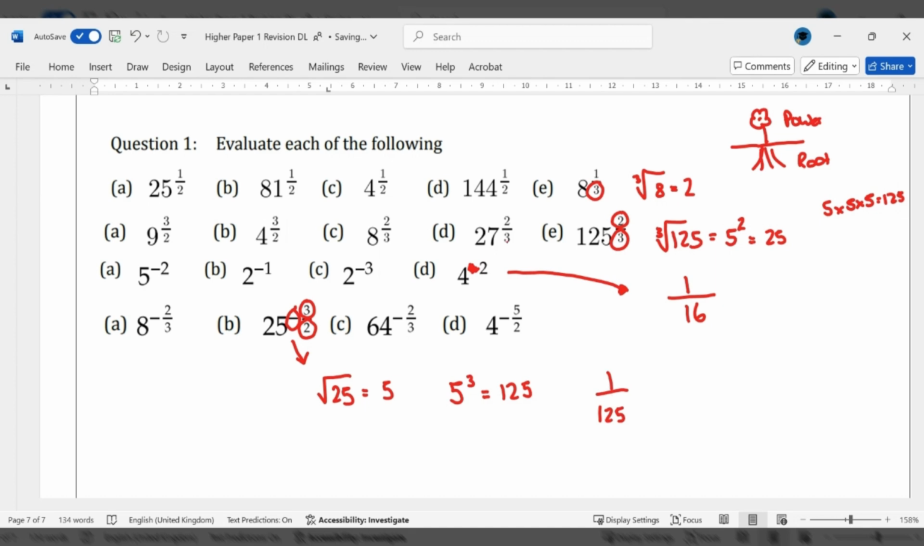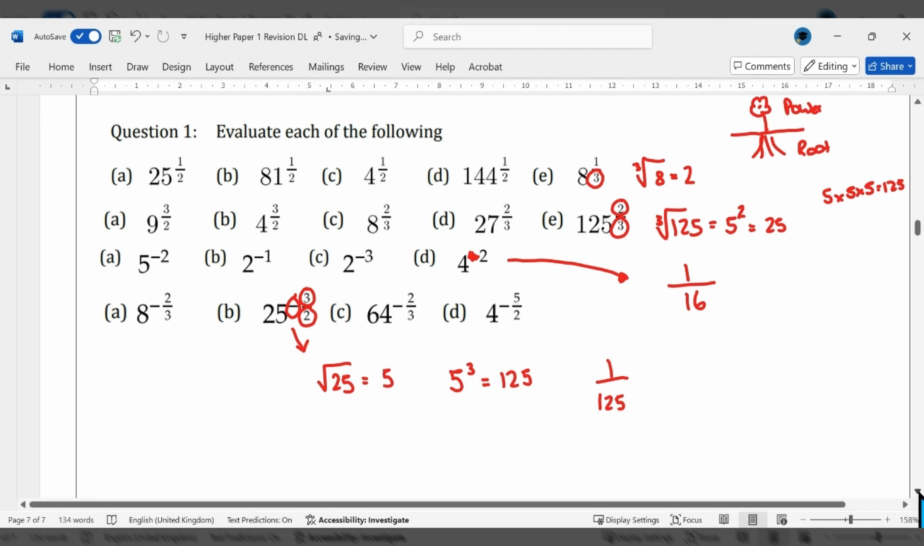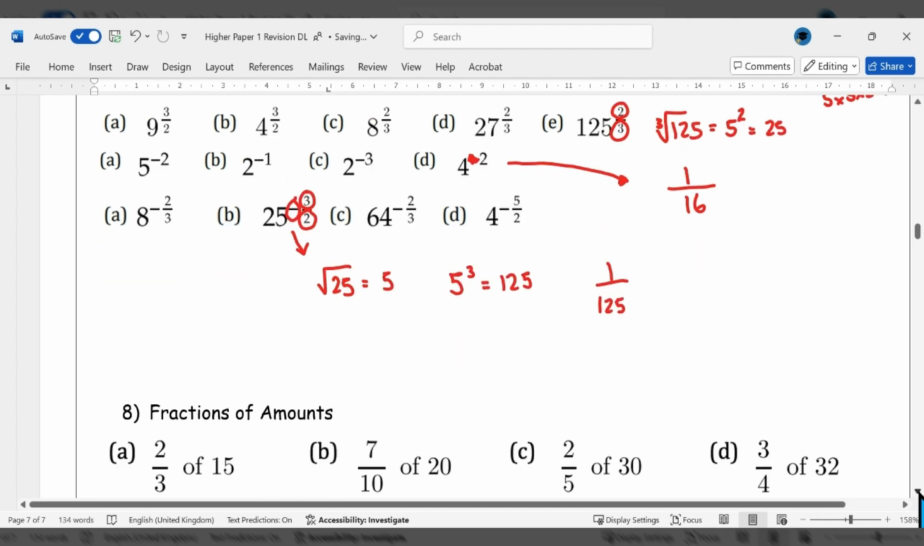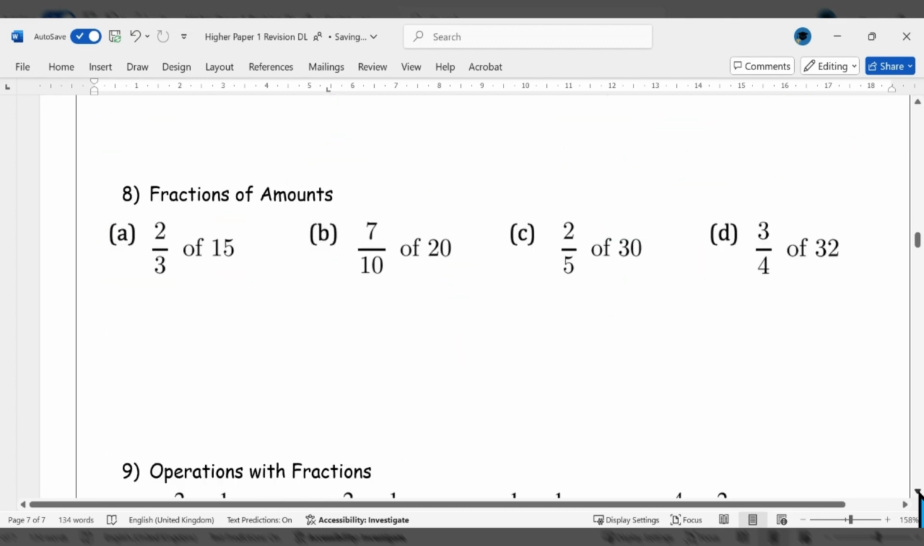If you're not sure on cube numbers, cube roots and things like that, have a little Google or a little look: what's 2 cubed, what's 3 cubed, what's 4 cubed, just to make sure you're happy with that.